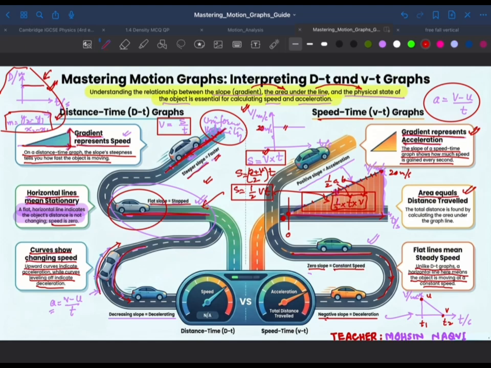But obviously, for revision, a quick revision, you can see the speed-time graph and distance-time graph at a glance, this is what we have here.